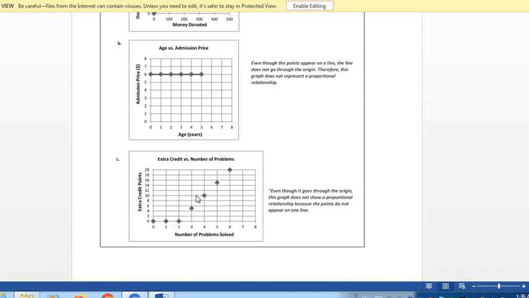Okay, this graph, even though it goes through the origin, doesn't show a proportional relationship. Why? Because the points do not appear on one line. They are not on the same line, so it's not a proportional relationship.